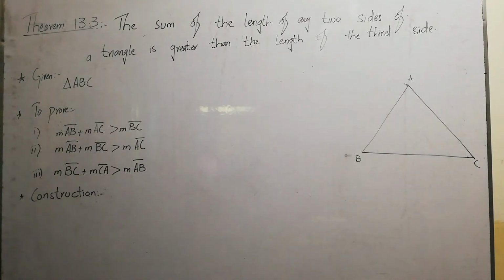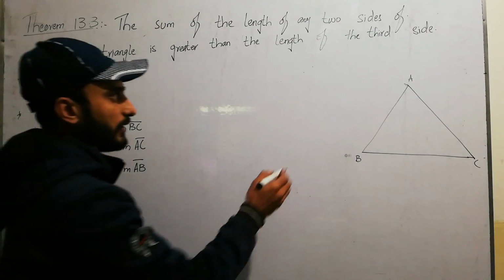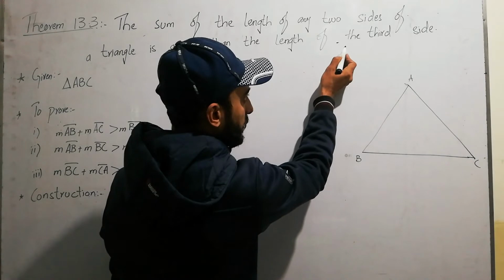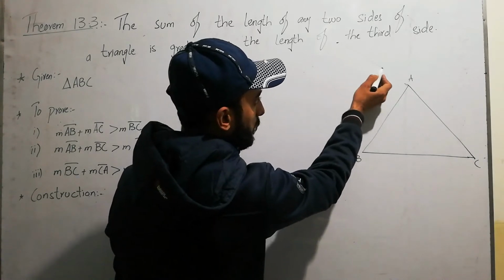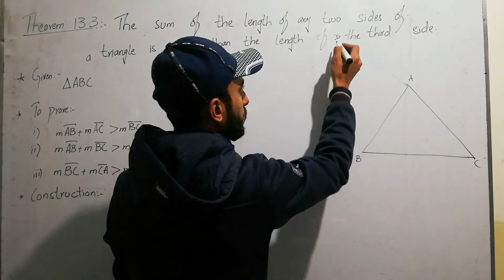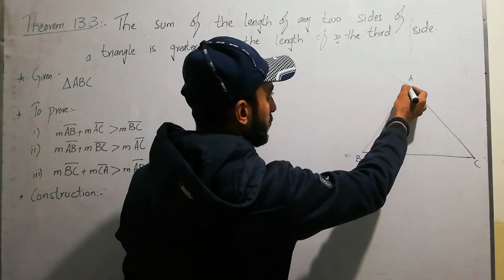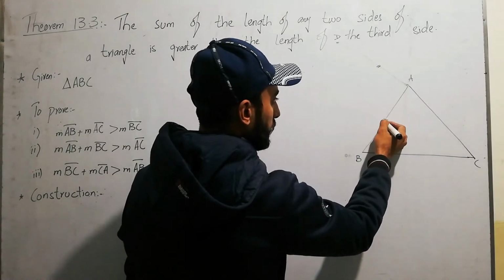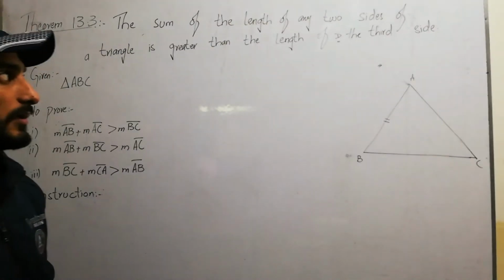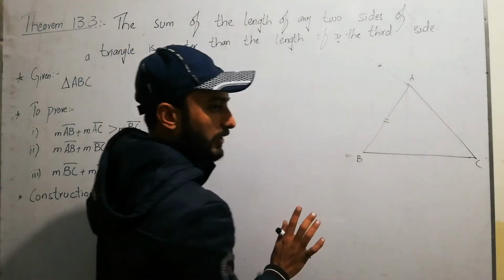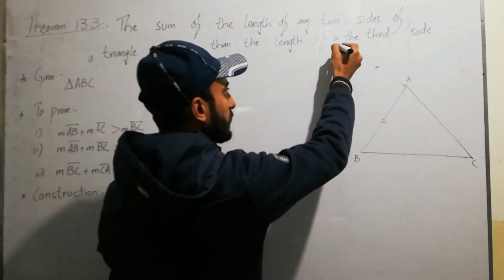In construction, what do we have to do? Take a point D on line segment AC, extending this line segment AC. Take a point D here in such a way that the length AD is congruent to the length of AB. You have to take point D at a length equal to the length of AB. Then join B with D.